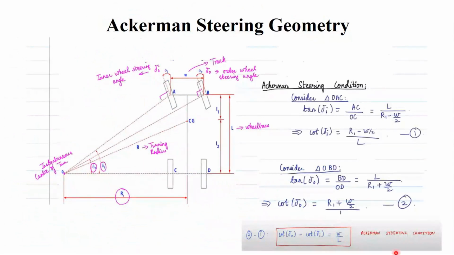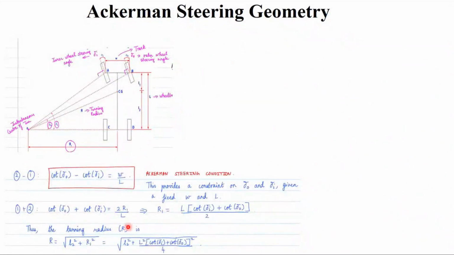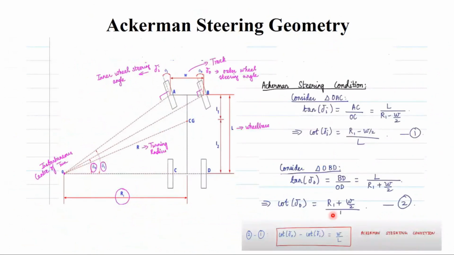We are subtracting. And what will happen when we add 2 and 1? Okay. Cot delta I plus cot delta O will be equal to, you can see here, R1 minus W by 2 by L plus R1 plus W by 2 by L. How can we write it? Okay, it becomes 2R1 by L, right? Because this W by 2 will get cancelled. So it is nothing but 2R1 by L.